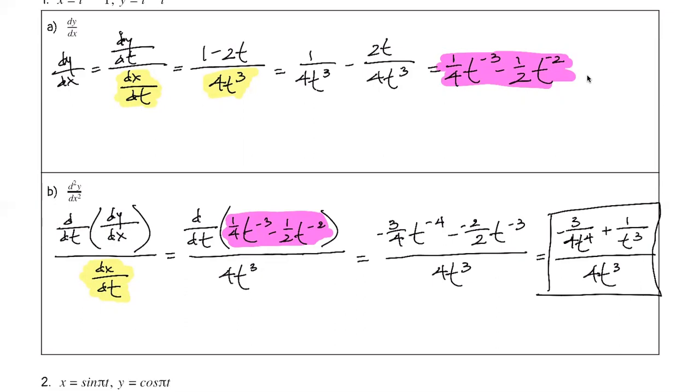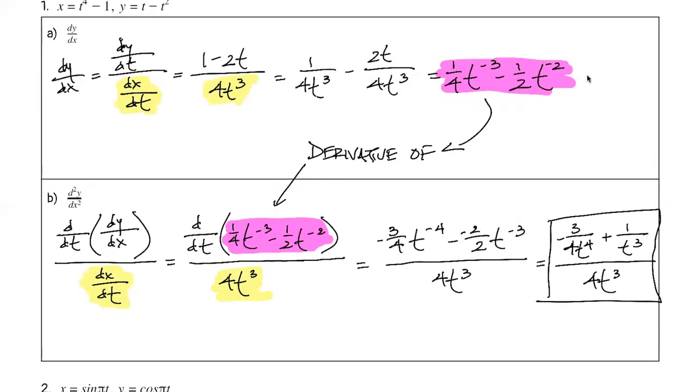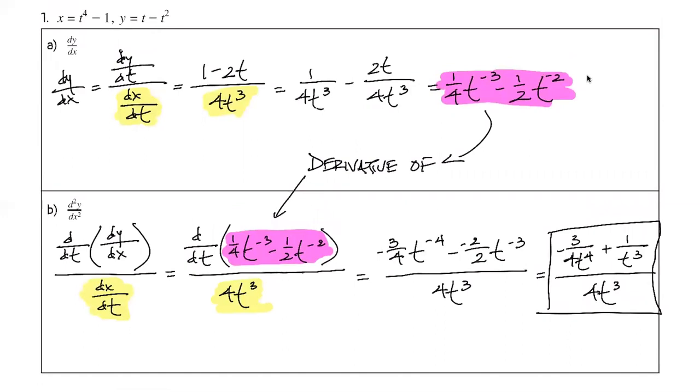So again, we have our dx/dt on the bottom, and on the top is not our dy/dx, it's the derivative of our answer from part A, okay? So don't forget to take the derivative. Don't forget to use whatever rules you need to use to find that derivative. And then don't worry so much about the simplifying, worry more about the calculus, okay? All right, so that was example 1. Let's take a look at example number 2.